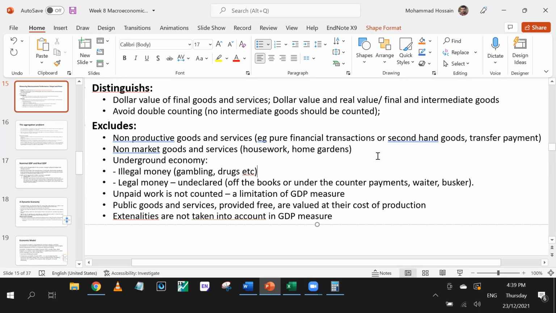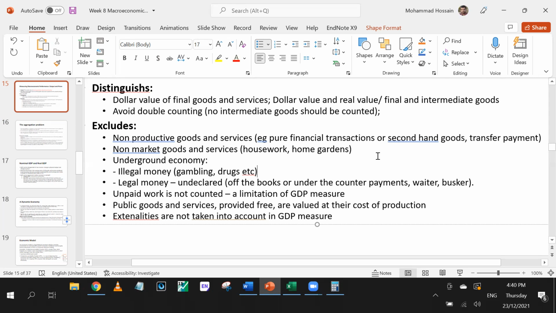But because the food is not being sold in the market. Even if it tastes good, it's not sold in the market. That's why it's not being considered. But the good produced in a restaurant by the chef is considered. That is being sold.